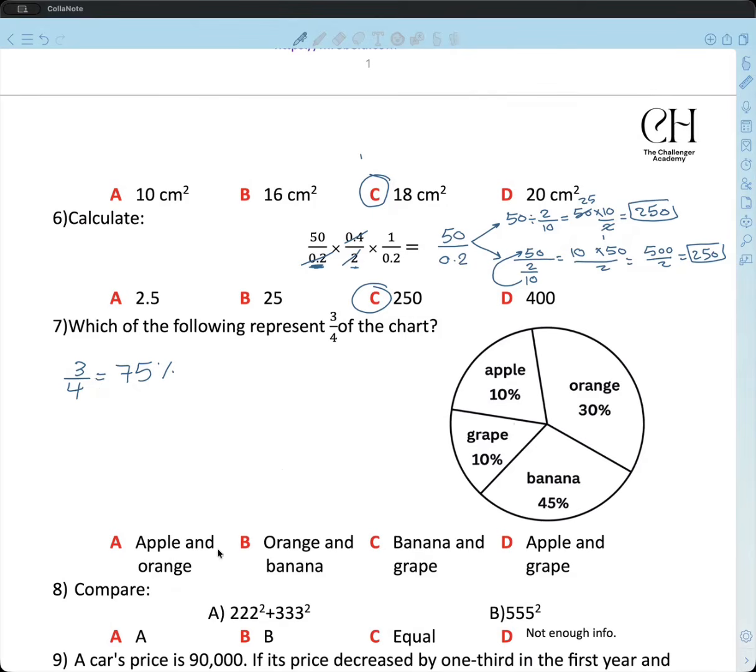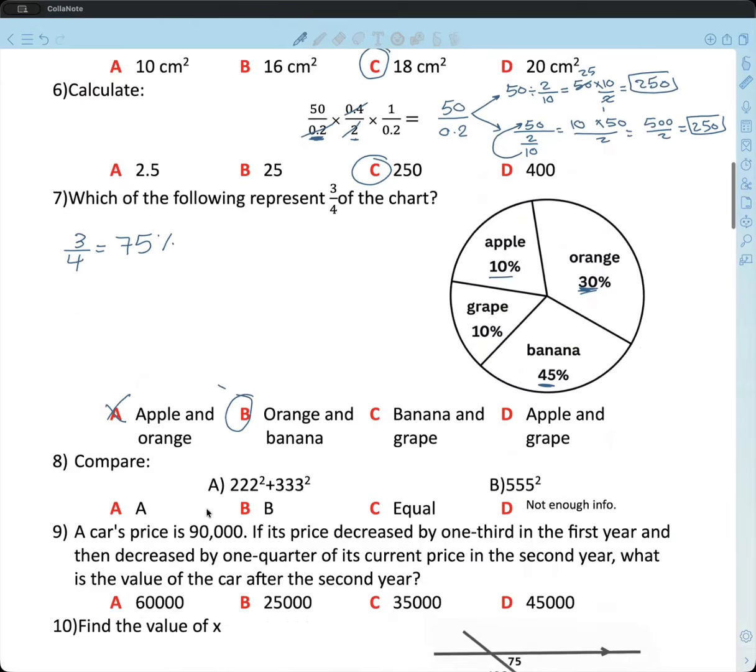If you have apple and orange, their sum is 40, so it's not correct. Orange and banana: orange is 30%, and banana is 45%. Their sum is 75%, so this is the correct answer. Let's move to question 8.